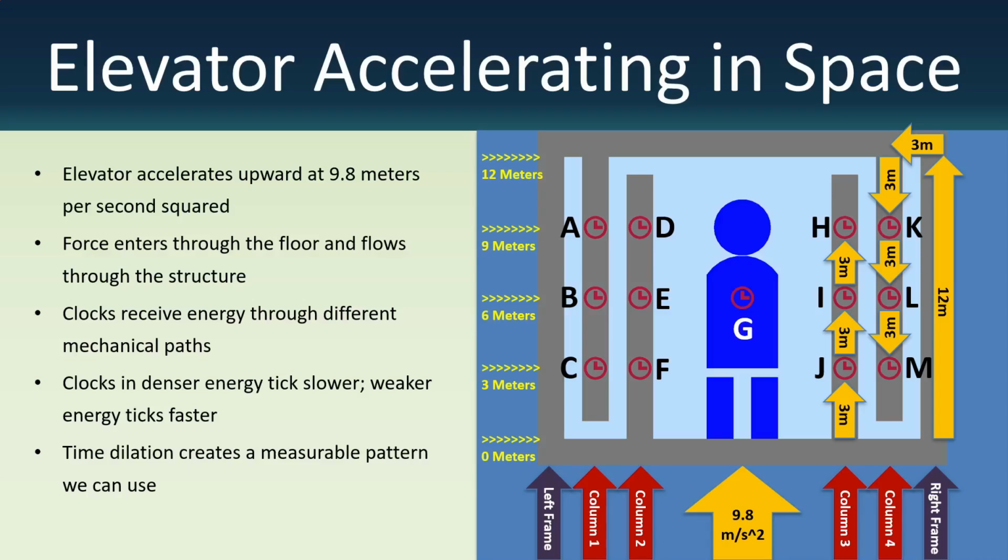As a result, the clocks don't tick at the same rate. Clocks C and M are farthest from the energy source, in a less dense part of the energy gradient, so they tick the fastest. Clocks F and J are closest to the source, in a denser part of the gradient, and tick the slowest. Time dilation appears as a clear pattern, mapped directly onto the structure of the elevator. This is the key. In an accelerating system, time dilation depends on how the energy is routed through the mechanical system. That pattern gives us a way to tell the difference.